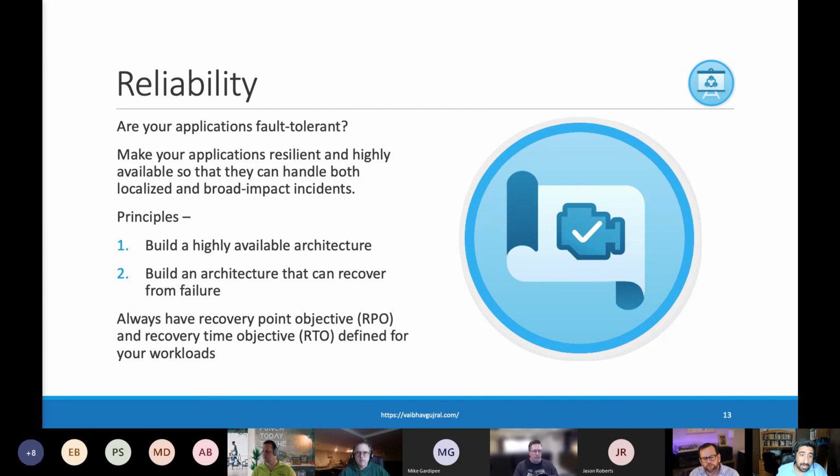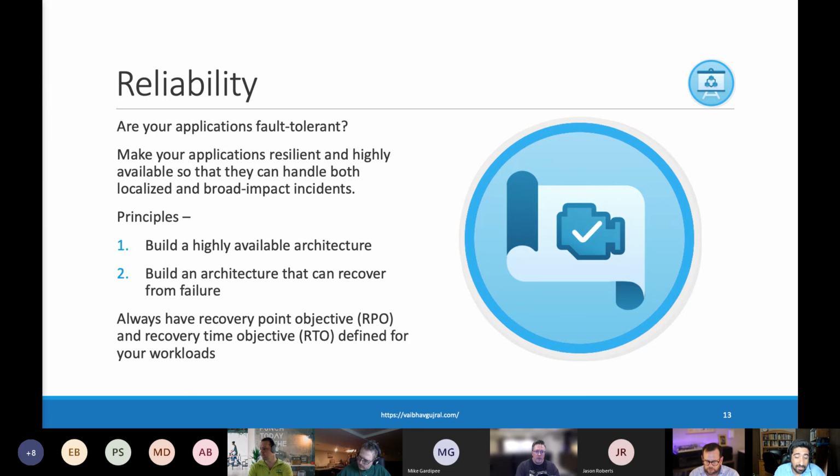As a best practice, you should always have RPO and RTO defined for your workloads. RPO refers to the maximum duration of acceptable data loss. It is measured in units of time, for example, 60 minutes of data or 1 day of data. Likewise, recovery time objective refers to the maximum duration of acceptable downtime, meaning if the acceptable downtime duration is 4 hours, then your RTO is 4 hours.